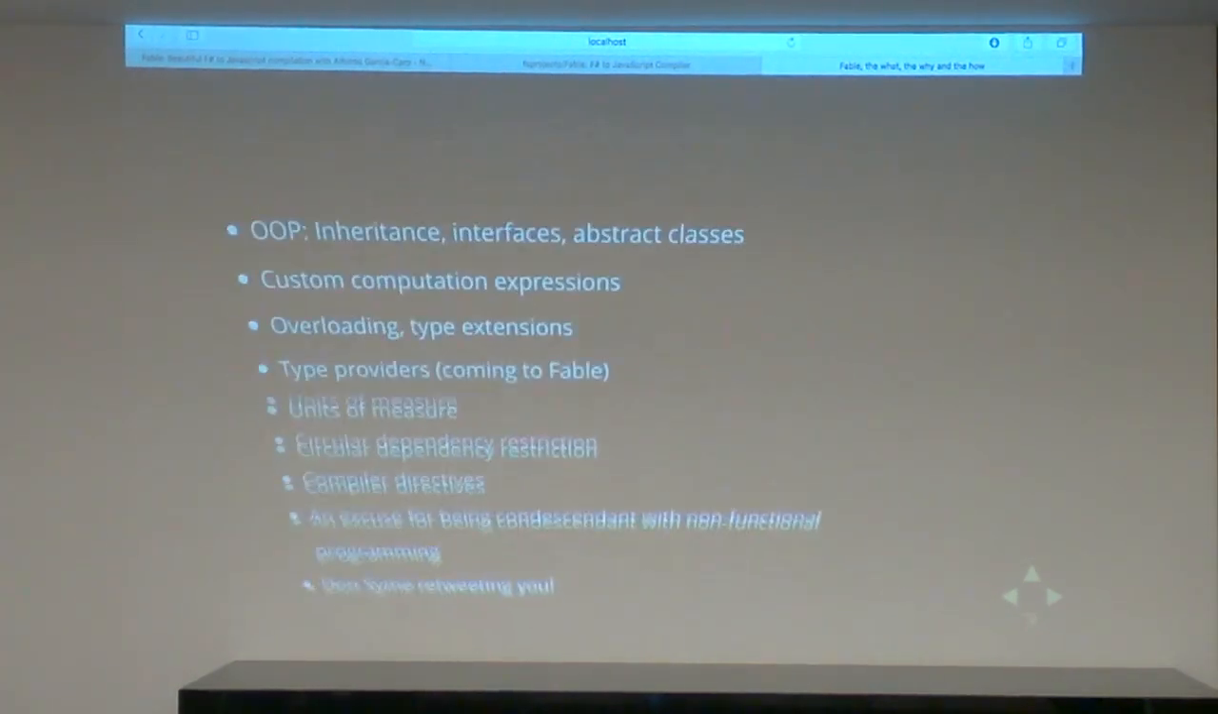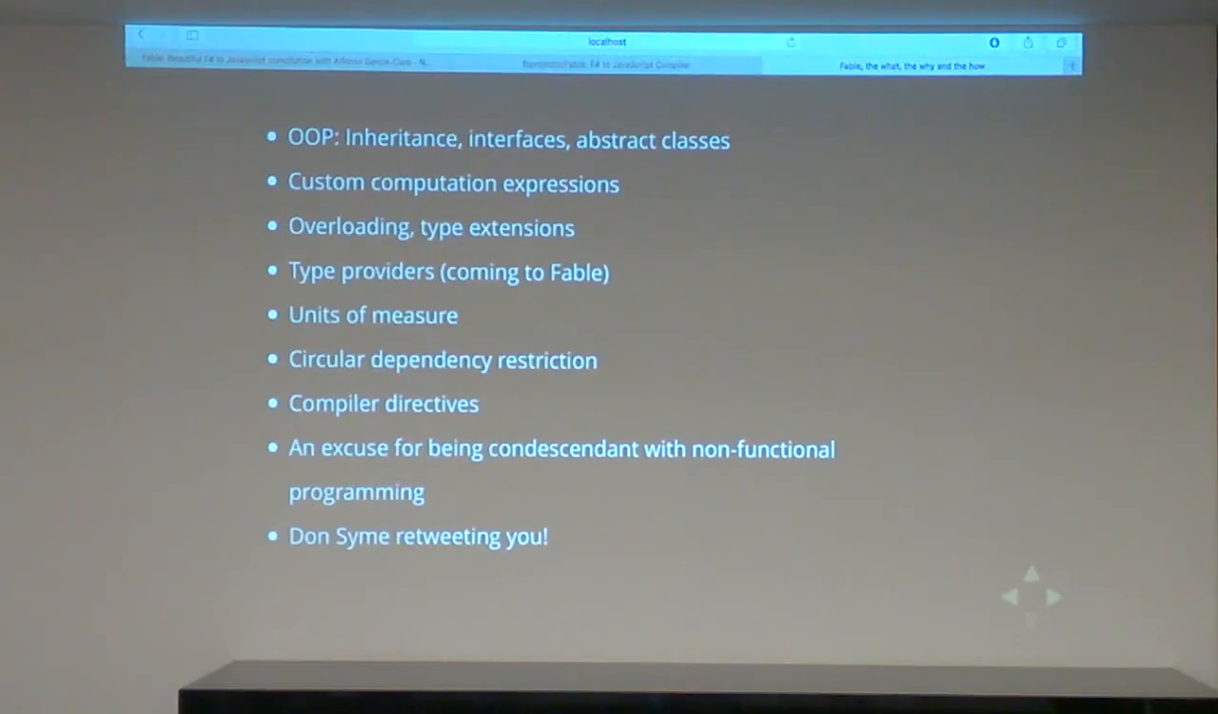We have async. We also have object-oriented programming techniques like inheritance, interfaces, and abstract classes, for example, which are not there yet for JavaScript. We have custom computation expressions, overloading, and type providers. They are coming to Fable. They are not available at the moment, but we do have units of measure, compiler directives, and also this.